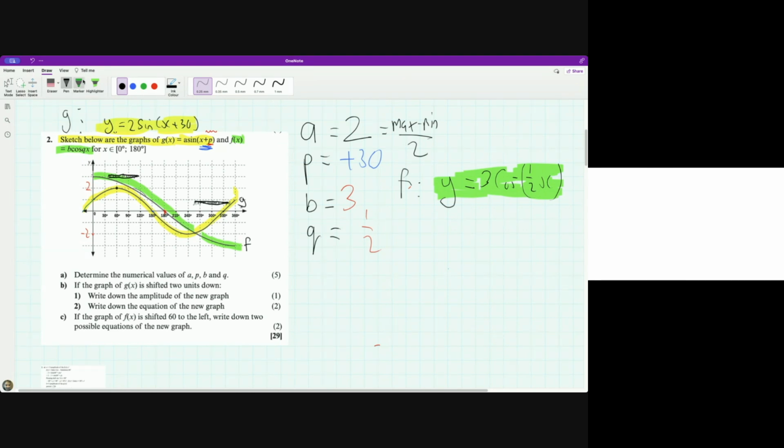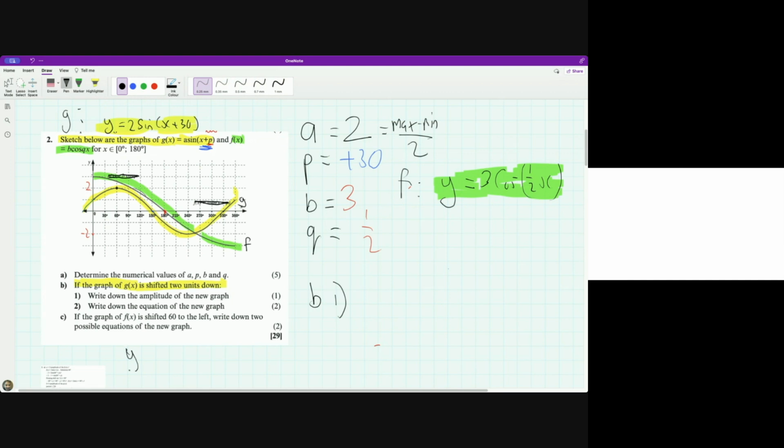So it says, if the graph of the g of x, so which one was g? G is the yellow. So if the graph of the g of x is shifted down by 2 units, write down the amplitude of the new graph. So what is the amplitude of the new graph if I take the yellow one and I shift it down by 2 units? What would that look like?